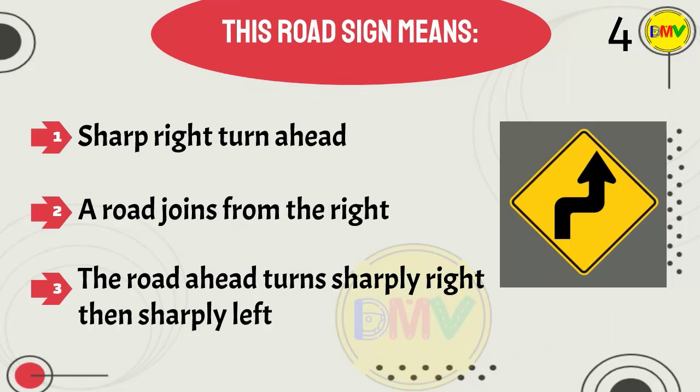The question 4. This road sign means 1. Sharp right turn ahead. 2. A road joins from the right. 3. The road ahead turns sharply right then sharply left. The correct answer is 3. Warning signs are usually yellow with black markings. This sign indicates that the road ahead will turn sharply to the right and then sharply to the left.